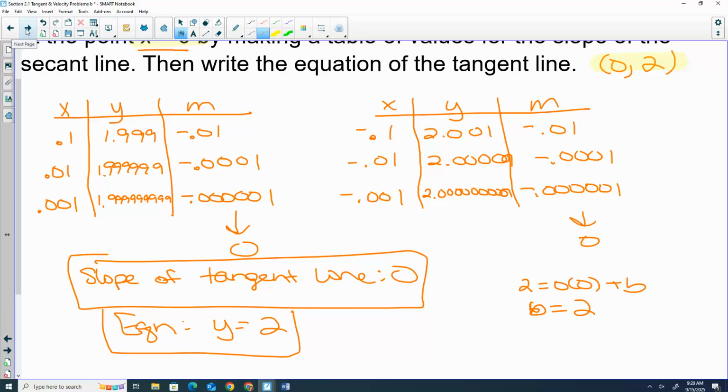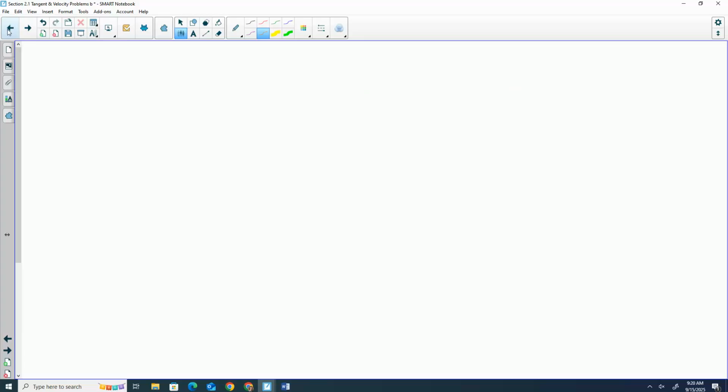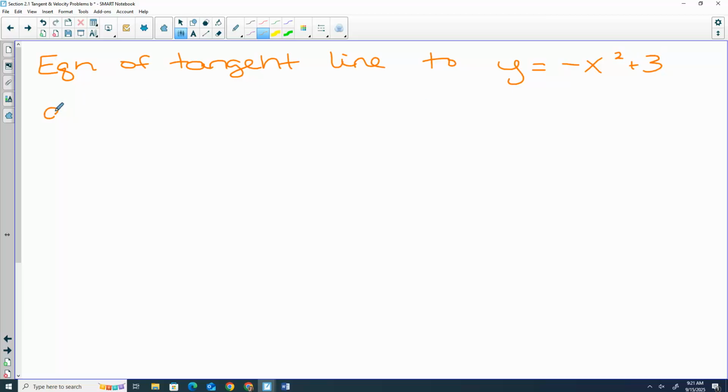Let's do we need another one like that, maybe? Or are we doing it? Let's try, okay, we'll add this in. If the equation of the tangent line to y equals negative x squared plus 3 at the point when x is negative 2.